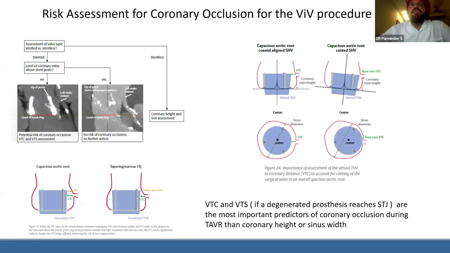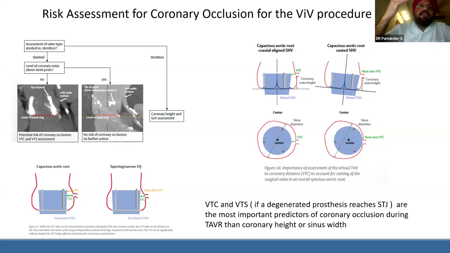Then we need to assess the risk of coronary occlusion for valve-in-valve procedures. Suppose we are planning a valve-in-valve procedure in the aortic position. First of all, we need to assess whether the pre-existing or degenerated bioprosthetic valve is stented or not. If it is stentless, then coronary height and SOV measurements are just like the native valve, right? Otherwise, if it is stented, then we need to see the level of the coronary ostia with respect to the top of the stent posts. If the coronary ostia is higher than the stent post, nothing is to be done, no risk of coronary occlusion, go ahead with the procedure.